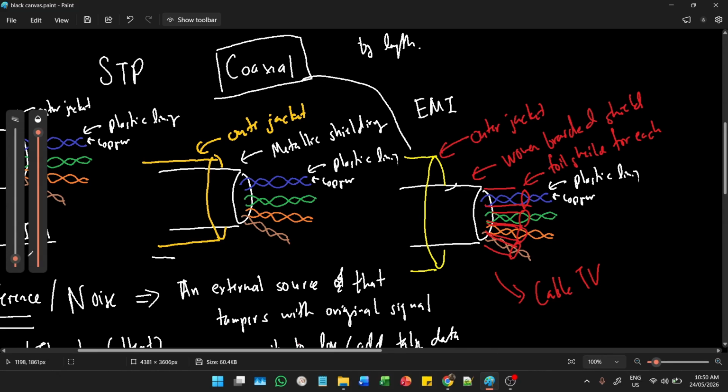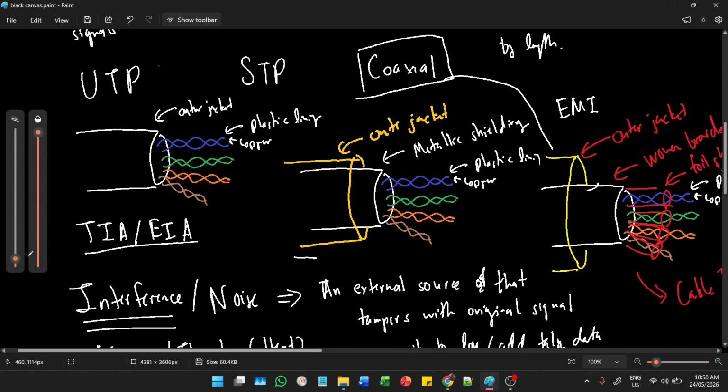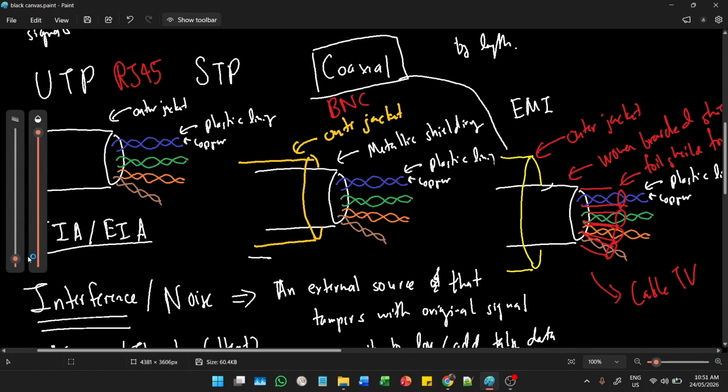So, what are the connectors used by UTP, STP, and coaxial? Well, UTP and STP both use RJ45 connector ports, right? Whereas the coaxial uses BNC, right? So, this is very important for you to know what type of port they connect to.